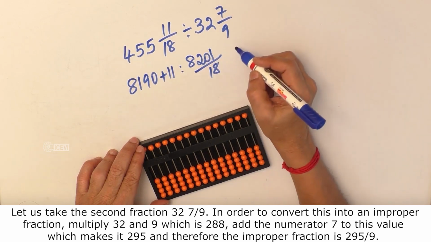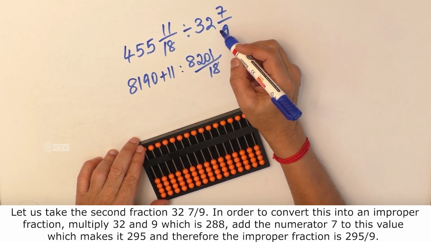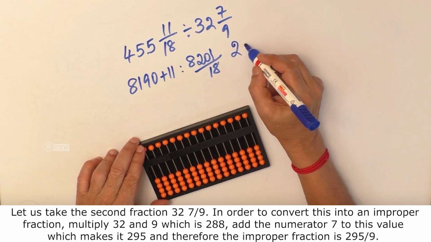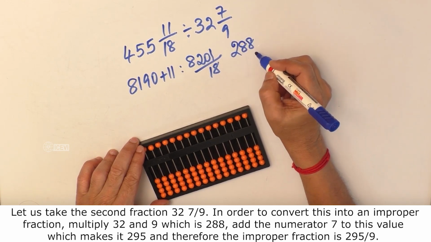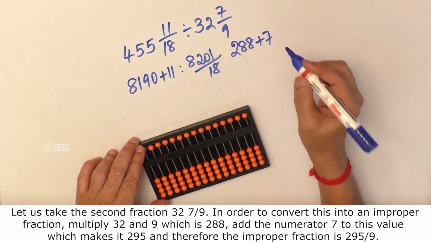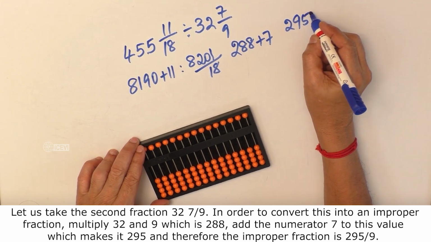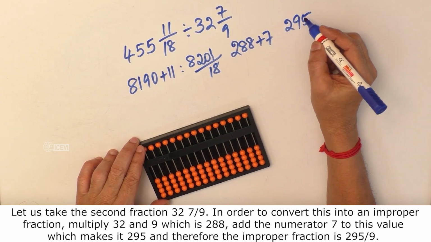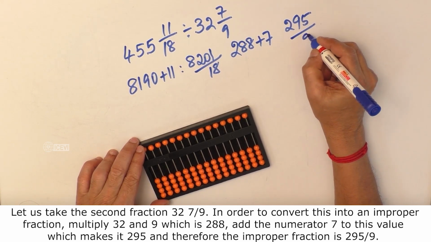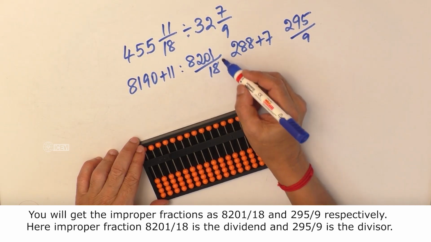In order to convert this into an improper fraction, multiply 32 with 9, which is 288. Add the numerator 7 with this value, which makes it 295, and therefore the improper fraction is 295 by 9.